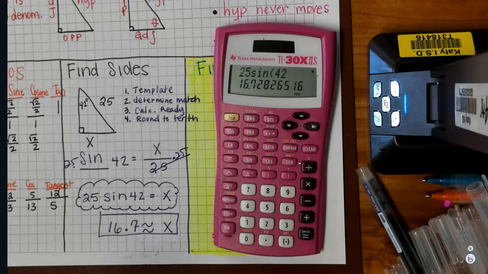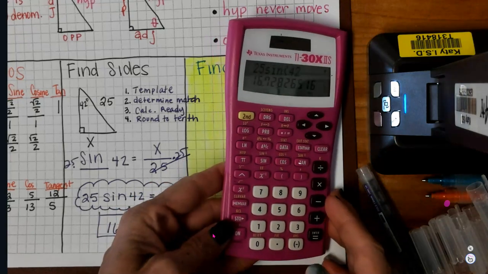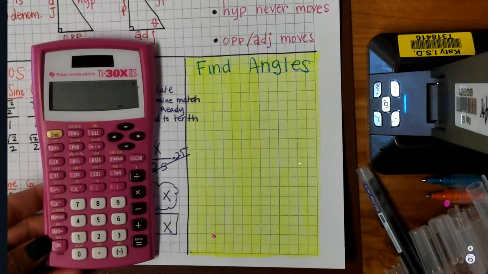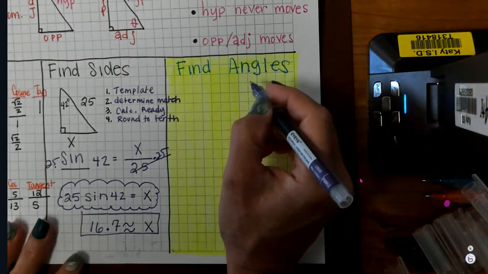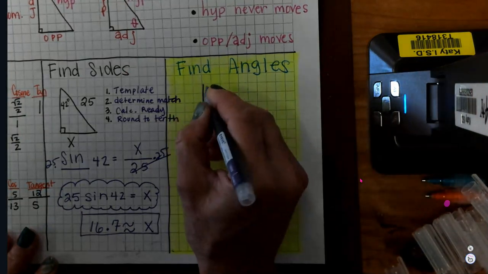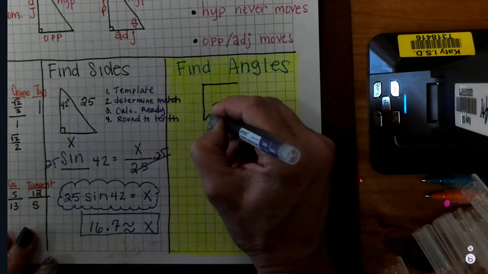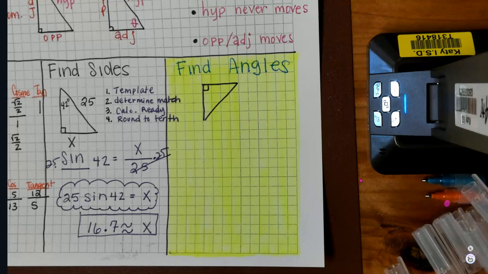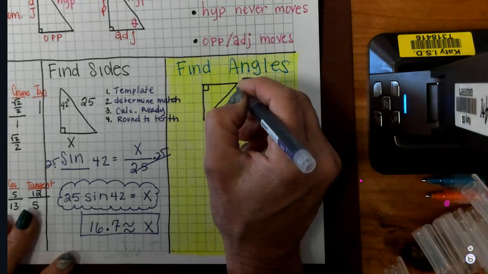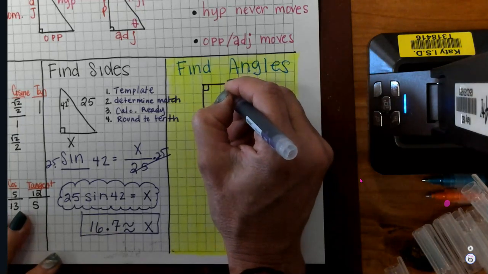All right, not too different from finding the angle. So in order to find the angle, let's draw an upside down right triangle. This is not drawn to scale. That's okay. We're just doing an example here. We're going to find an angle. I want to find this angle up here.